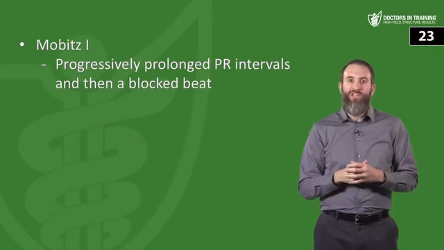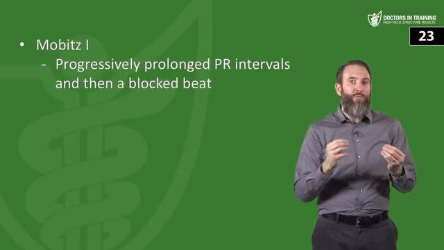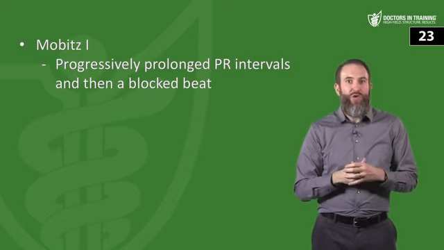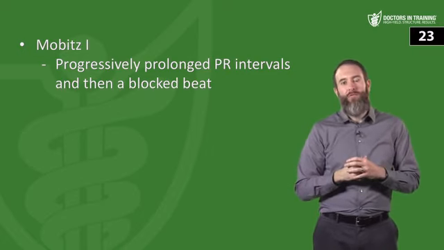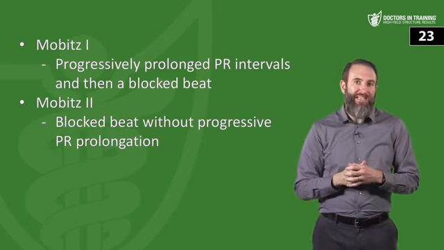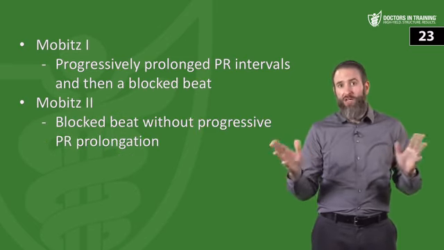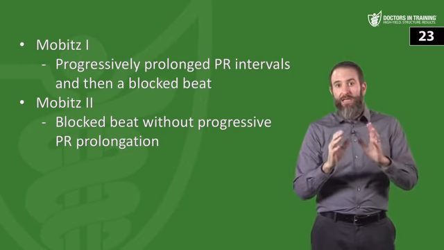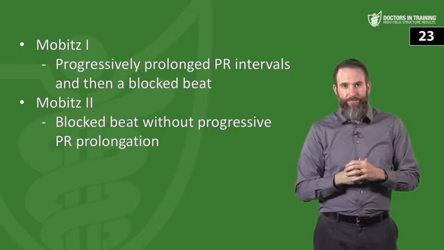Next, what are the two different types of second-degree AV block? How do they differ? So there's the Mobitz type 1, which is Wenckebach. You remember that Wenckebach gives you a warning. So you have progressively prolonged PR intervals and then a blocked beat. Then there's the Mobitz type 2, which has no warning at all. You just have a blocked beat without that progressively increasing PR interval.